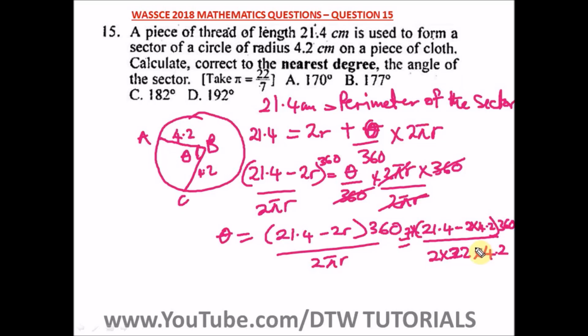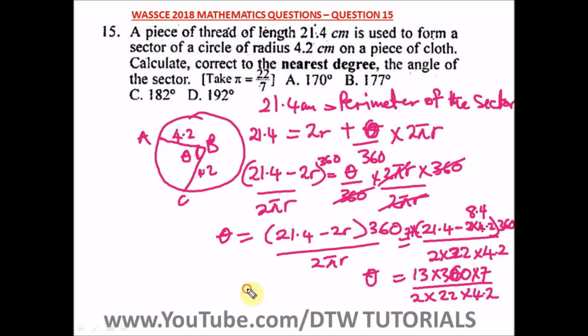All we need to do is just open up the brackets. 21.4 minus 2 times 4.2 will give us 8.4. And 21.4 minus 8.4 will give us 13. So we have 13 times 360 times 7 divided by 2 times 22 times 4.2. If we punch these values into our calculator, that's our theta.